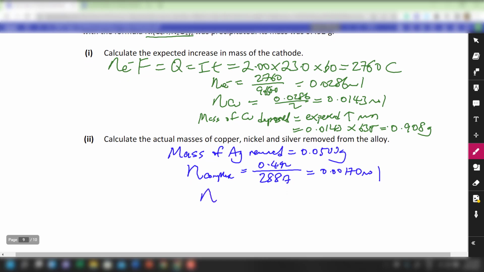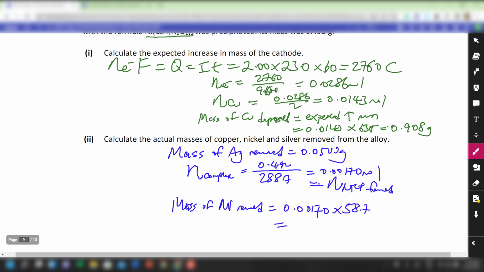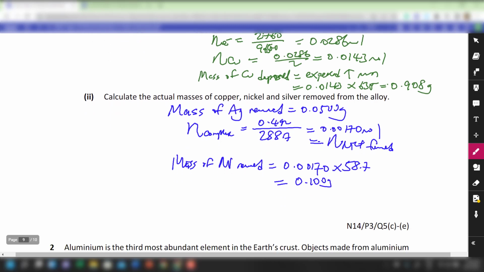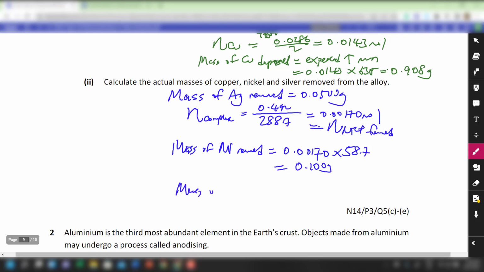Then the amount of nickel 2 is the same as the amount of nickel 2 formed. And then from here we can determine the mass. So the mass of nickel removed is equal to 0.00170 multiplied by the relative atomic mass, that's 58.7, and we'll end up with 0.100 grams. Then the mass of copper removed will be equal to 0.950 minus 0.100 minus 0.0500, and I'll end up with 0.800 grams. Okay, that's about it.